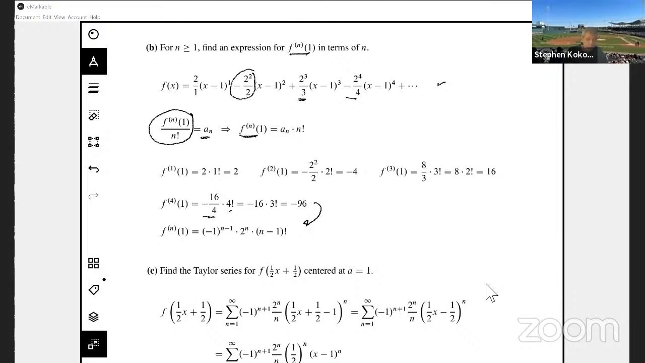So that's kind of a cool problem. There's some neat, I think, problem-solving techniques in there and pattern recognition.